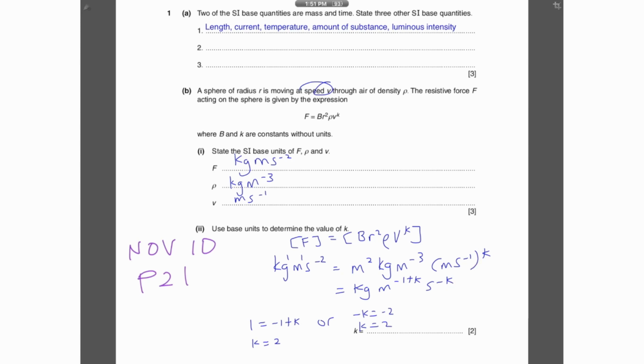Then by comparing this expression to the one on the left, we'll notice that kg and kg are the same. Then you look at the power for m. The power for m here is -1 plus k, and the power for m on the left is 1. So -1 plus k equals 1, so k equals 2. Then you can also compare the power for s. Here s is power -k, there s is power -2, so -k equals -2, so k equals 2. Whichever one you use, either the power for m or s, you should get the same answer.